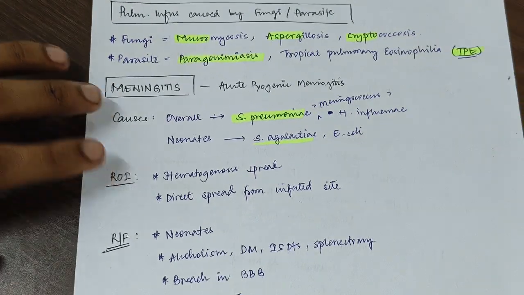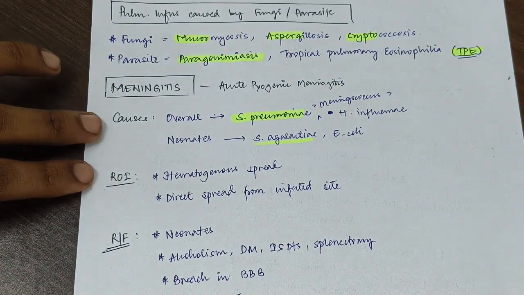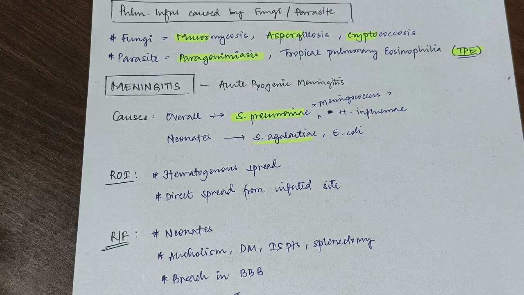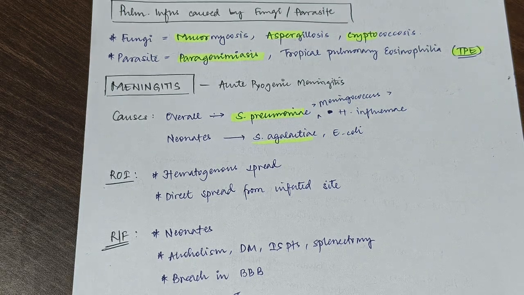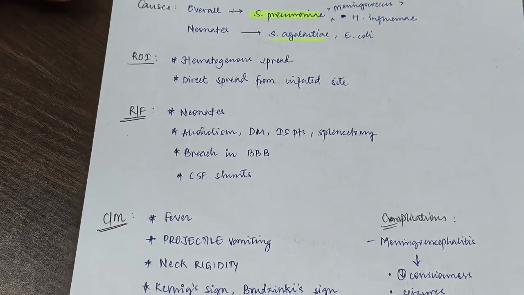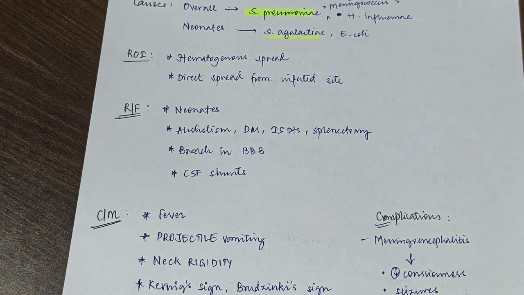Then coming to the route of infection, ROI means route of infection: hematogenous spread, direct spread from the infected site. Risk factors are neonates, alcoholic people, diabetes mellitus, immunocompromised patients, splenectomy individuals, breach in the blood-brain barrier, and CSF shunts which are used. All these will act like a risk factor for developing meningitis.